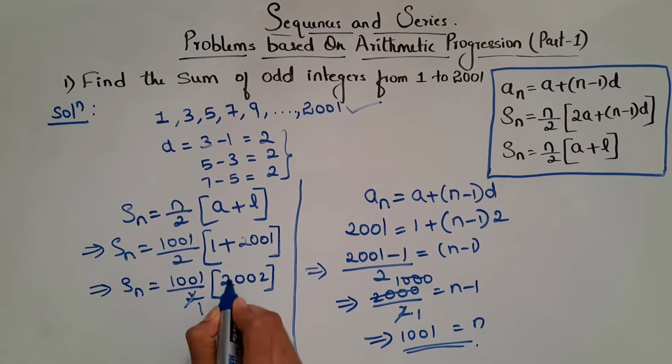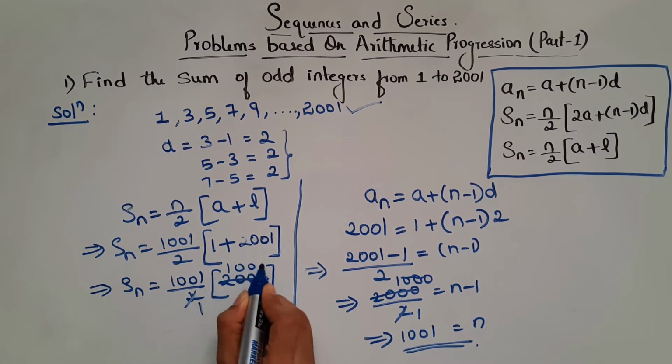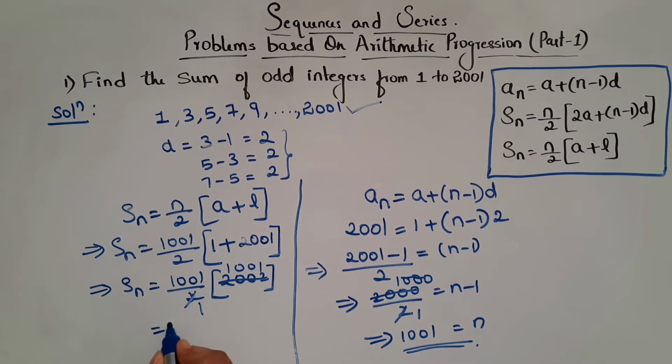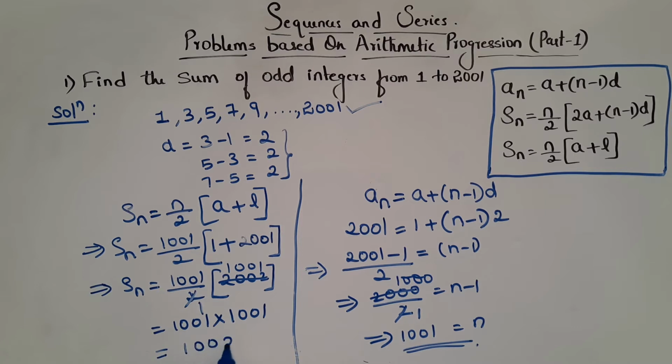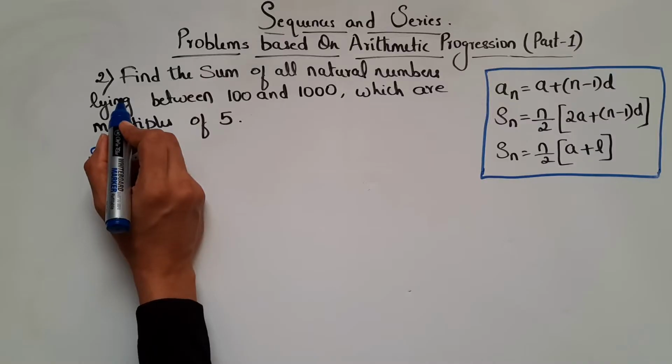So 2002 divided by 2 is 1001, and when you multiply 1001 into 1001, it will give you 1002001. So the sum of odd integers from 1 to 2001 is this. I hope this is clear. Before moving on to the second problem, pause the video and note this down. Now let's move on to the second problem.